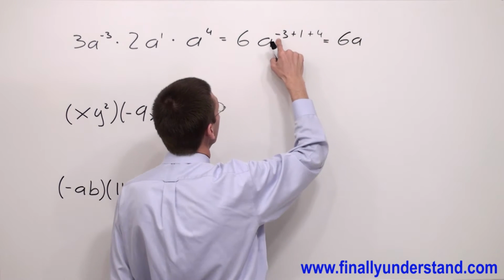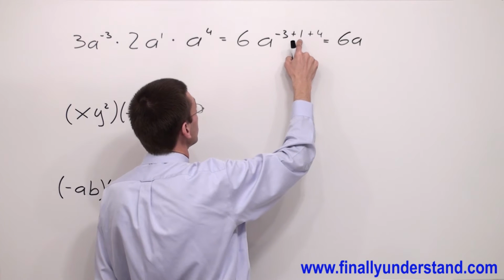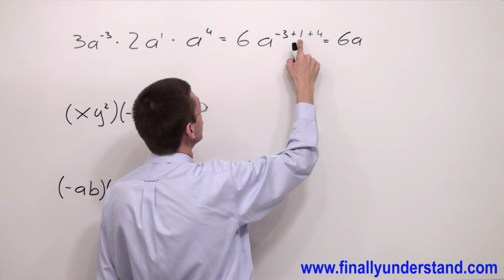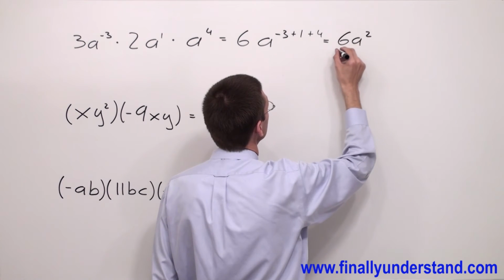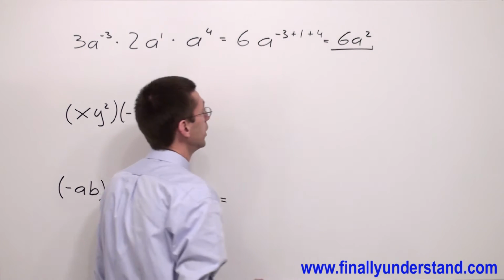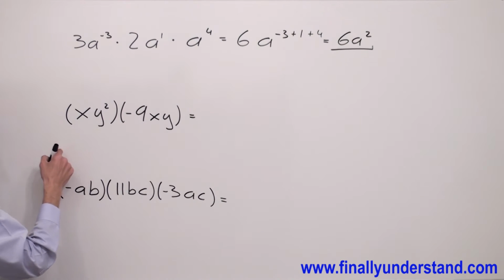6a. Minus 3 plus 1 is negative 2. Negative 2 plus 4 is 2. This is the solution to my problem. Let's take a look at this example.